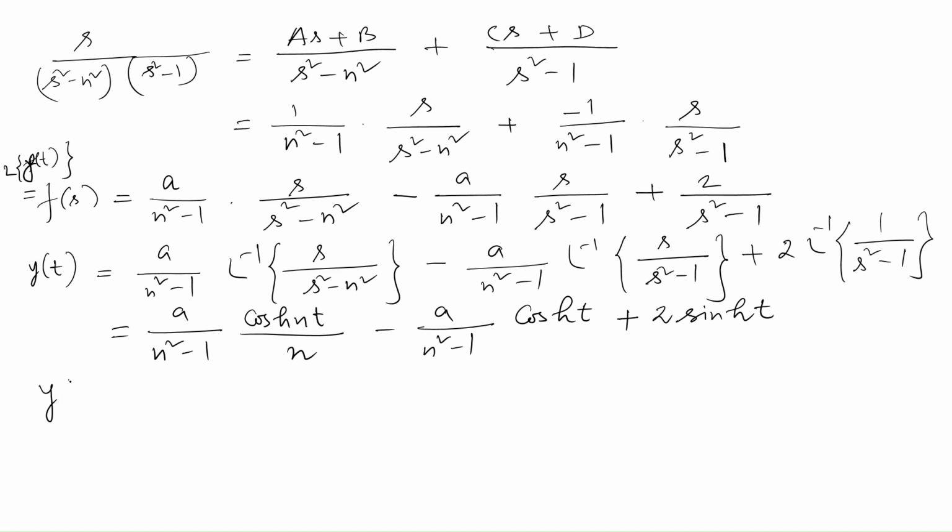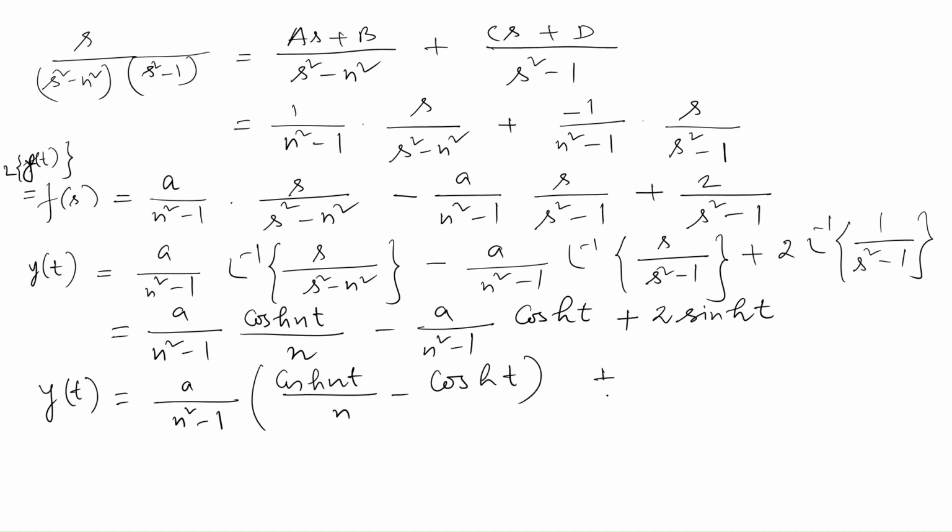Now we can arrange it. Yt is a by n square minus 1 taken common. Then we will have cos hyperbolic nt by n minus cos hyperbolic t plus 2 sine hyperbolic t. This is the required solution.